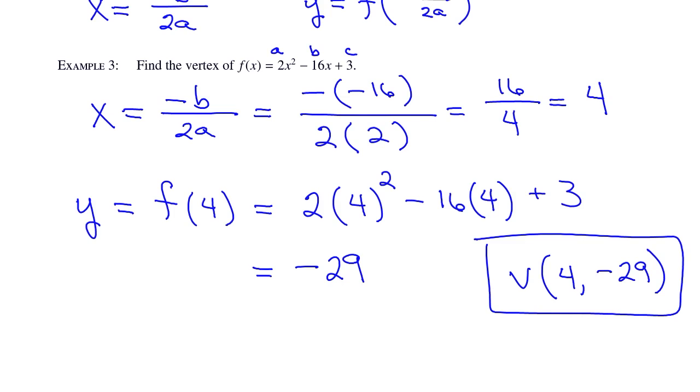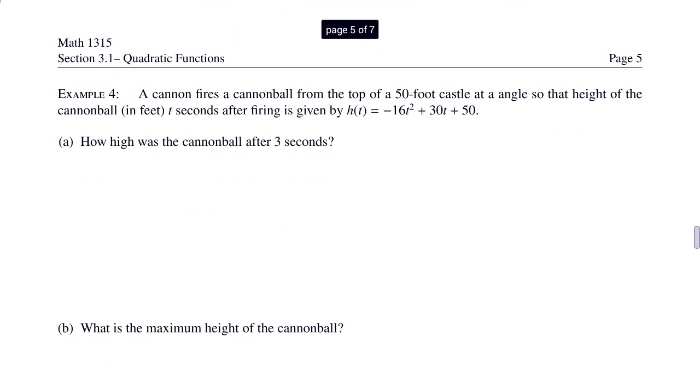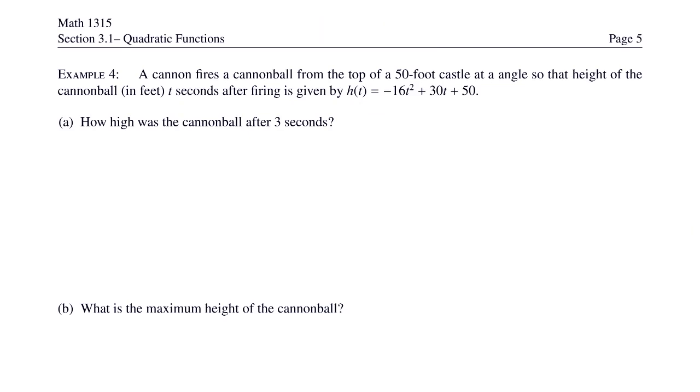Let's look at some application problems involving quadratics. Example 4. A cannon fires a cannonball from the top of a 50-foot castle at an angle so that the height of the cannonball in feet t seconds after firing is given by h(t) equals -16t squared plus 30t plus 50.